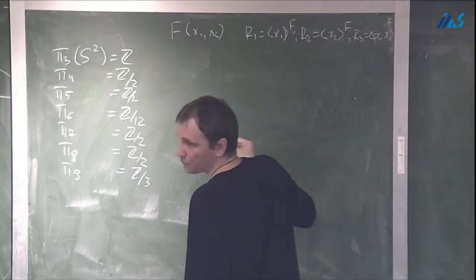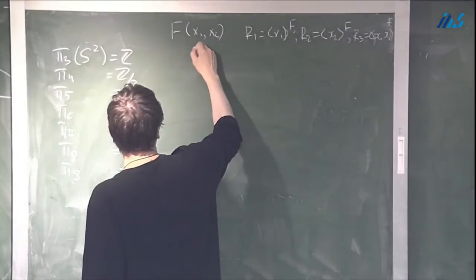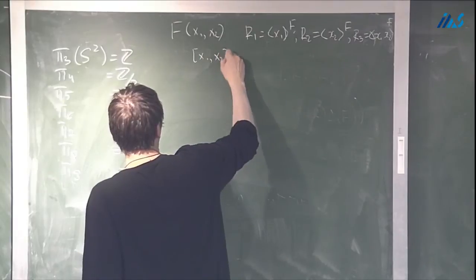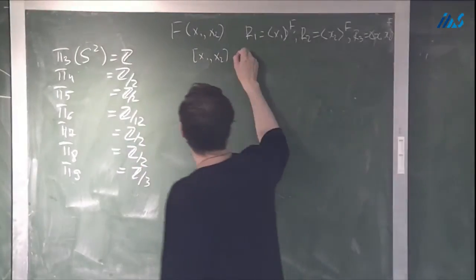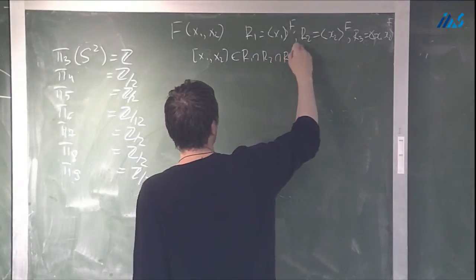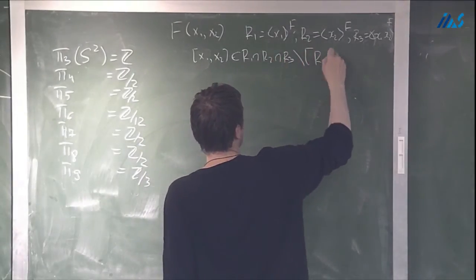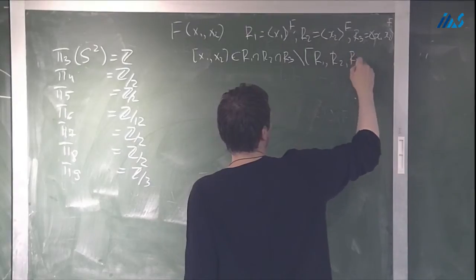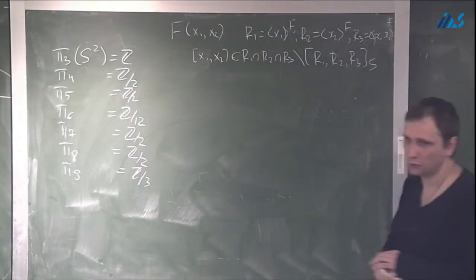And it's very easy to show that the commutator of these two generators lives inside the intersection of three normal subgroups, but it does not lie in the symmetric commutator subgroup.